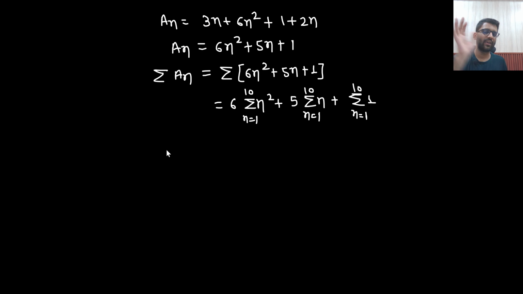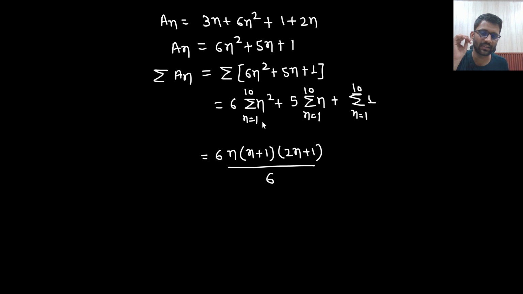Are you getting this point? How did I write this? 6 into n into n plus 1 into 2n plus 1 by 6. This is the formula of summation of n square. I am going till n terms only. I am not writing for the 10th term; in the end I will write for the 10th term. Now what is the summation of n terms? That is n into n plus 1 by 2.